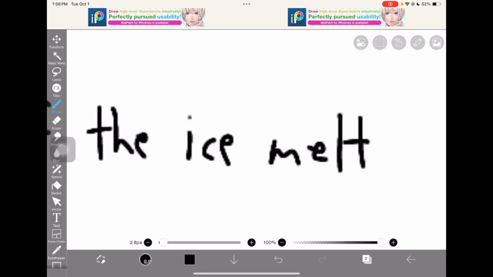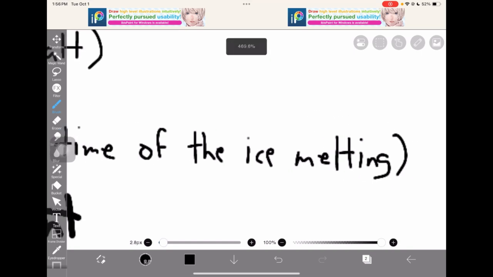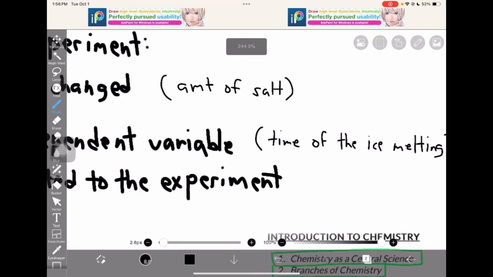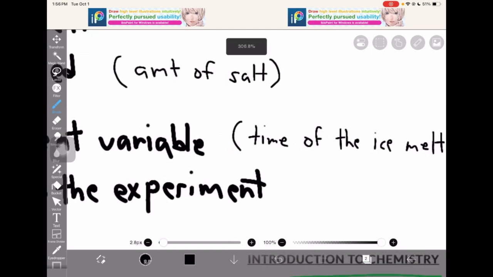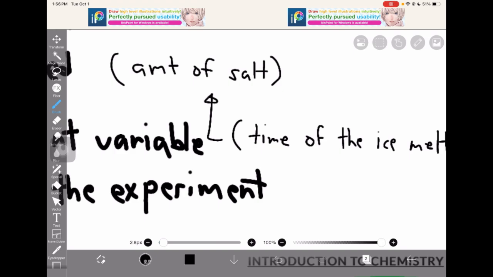Let me just write that down. So why is this the dependent variable? It's because the time of the ice melting is dependent on the amount of salt. So it relies on this, so that it's either going to be faster or slower.